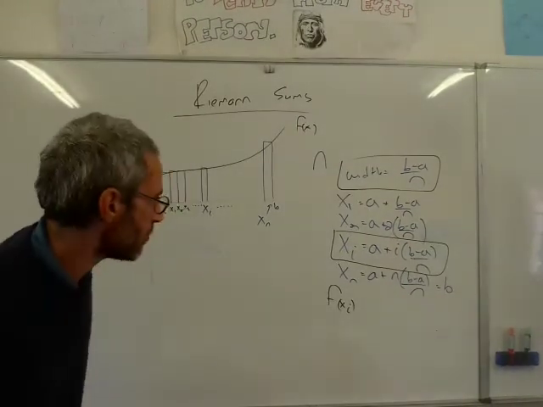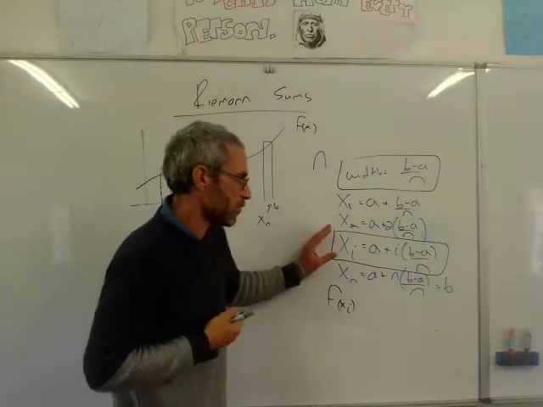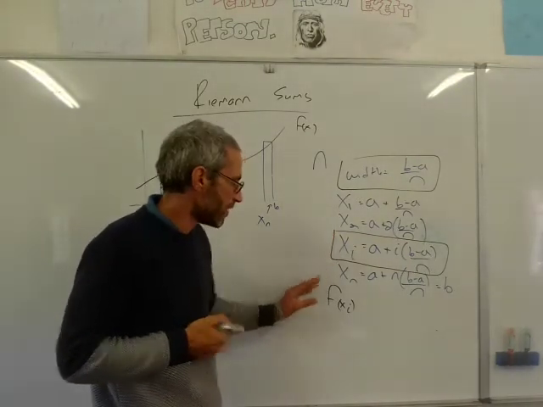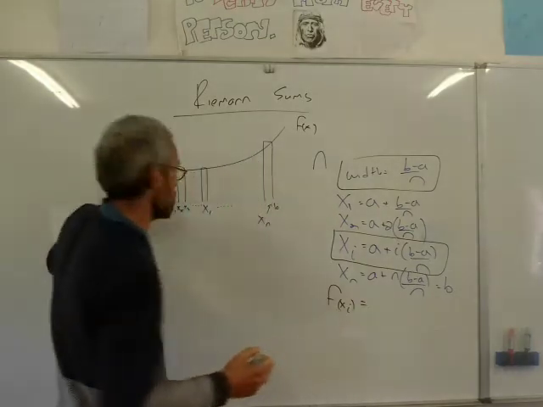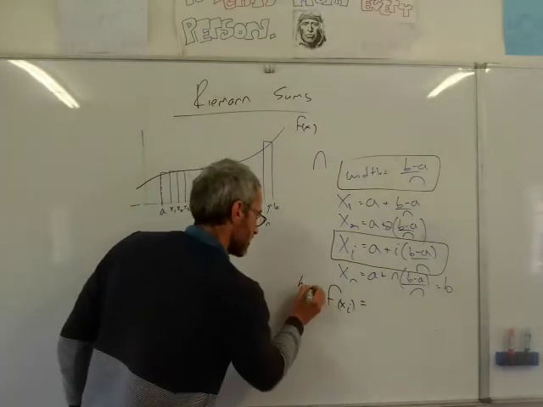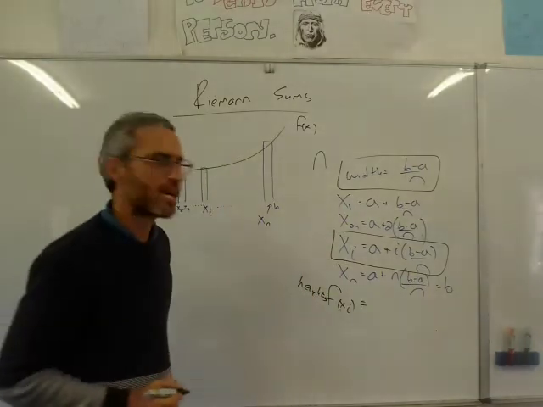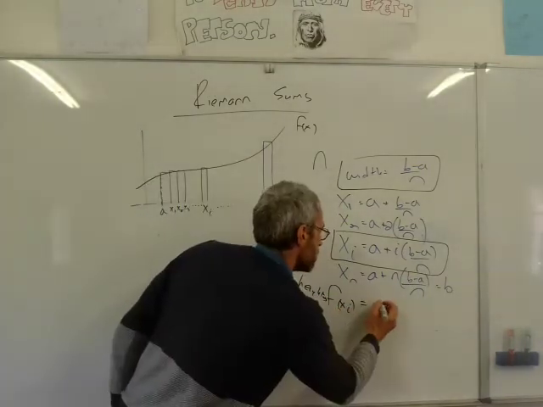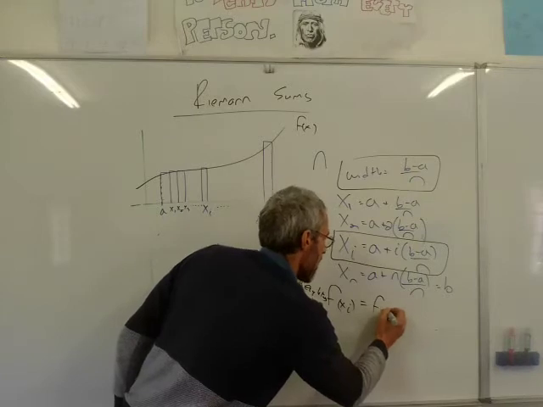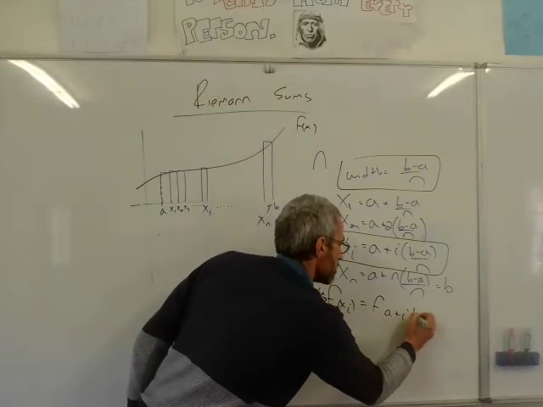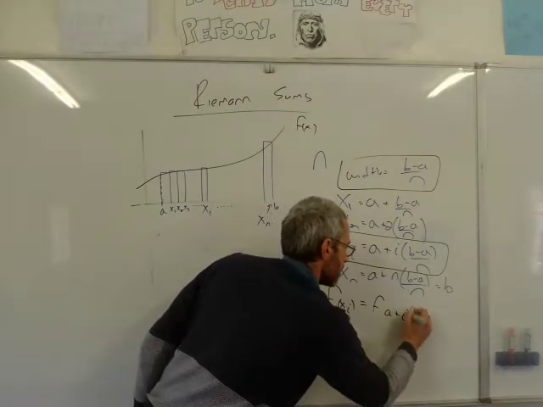Right, so the formula that I have is the formula for the X. The formula for the Y value, which is really the height. This is the height of the block. This is the width of the block, and the height of the block is f of a plus i times (b minus a) over n.